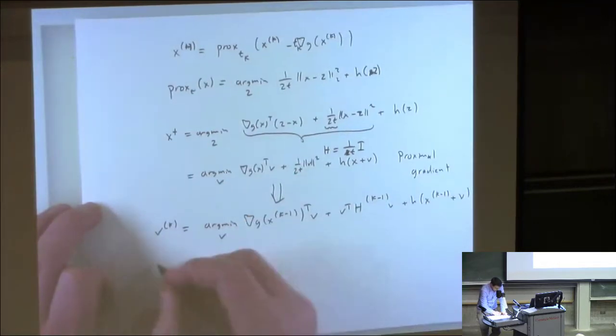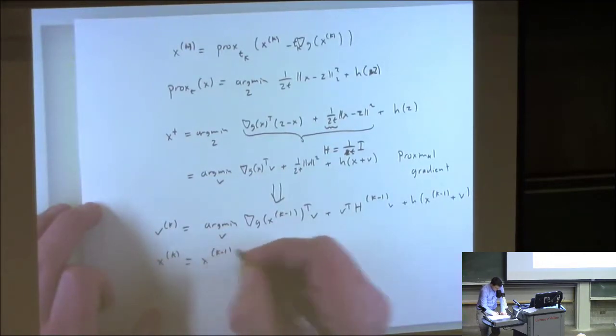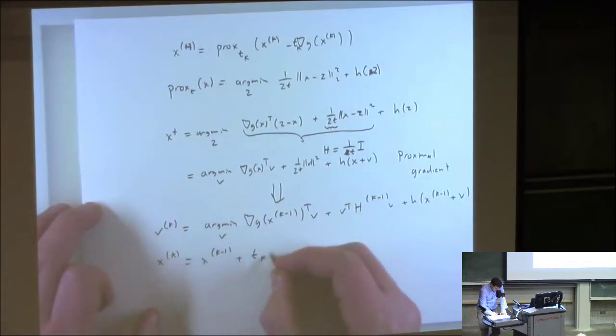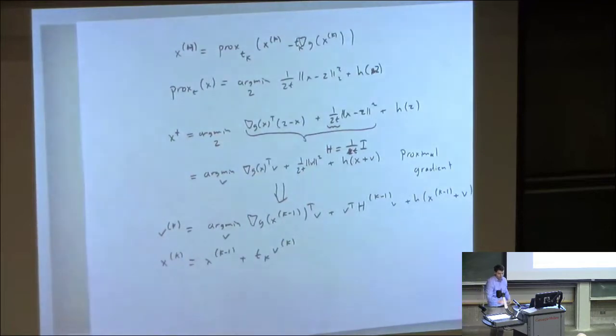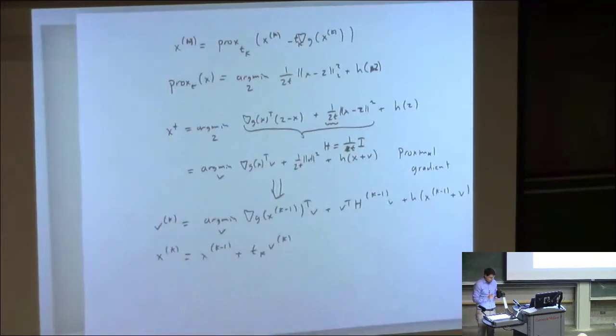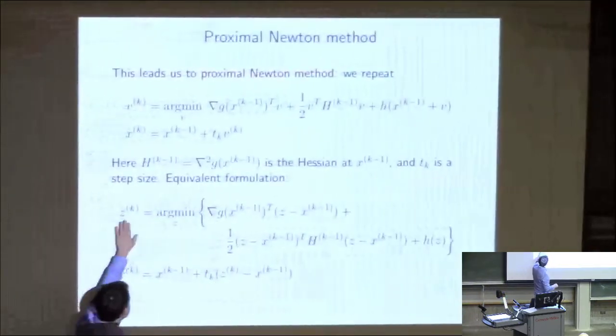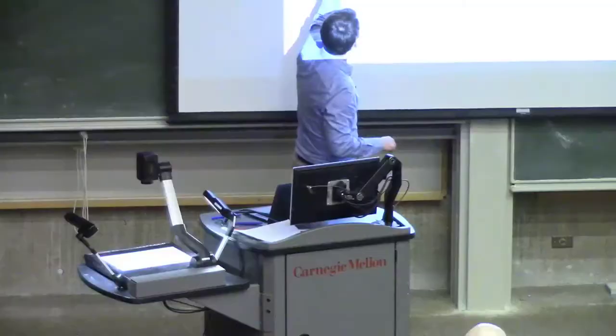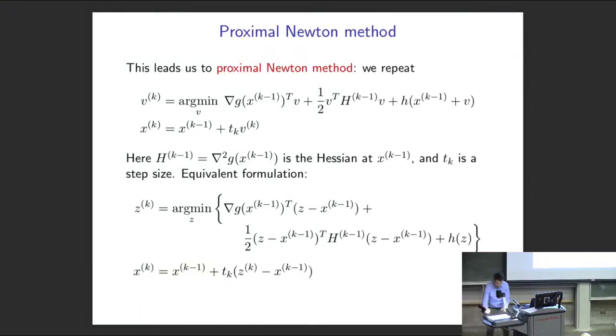Then we update x to be x_{k-1} plus some step size t times v_k. So we're doing the same thing as proximal gradient, just replacing the identity here with the Hessian. So the question is, what does this method do? I should mention you can also write this in the z_k form, so you can write it in this form or in this form. He has both of those on the slide, and both of these work.